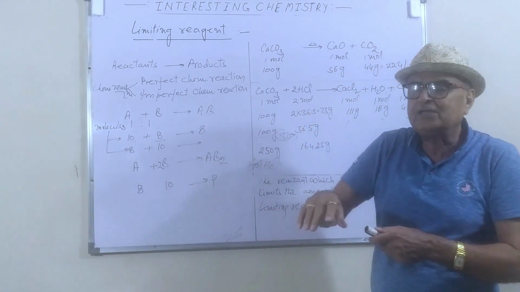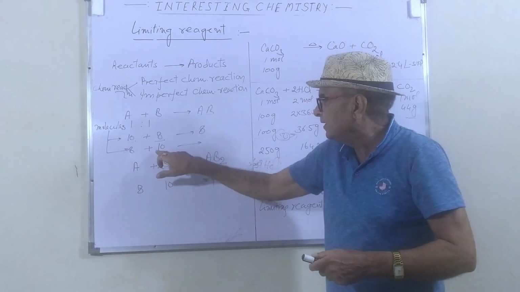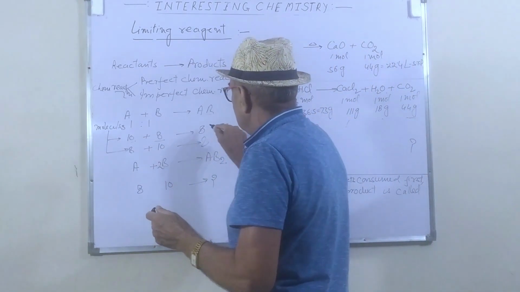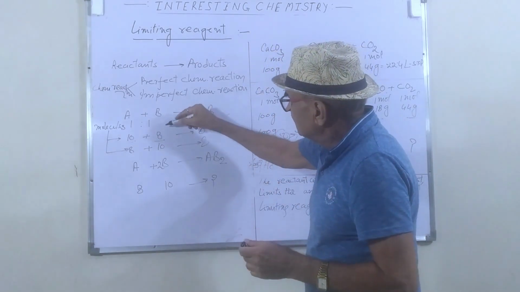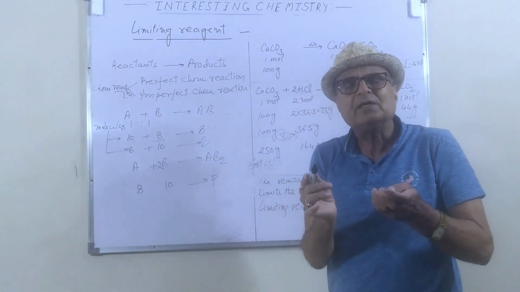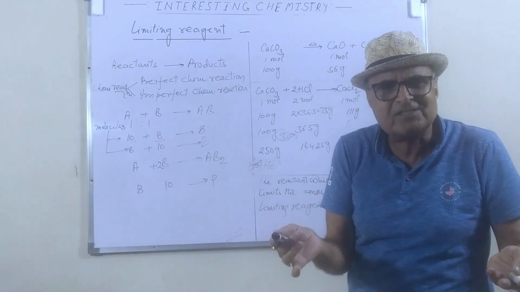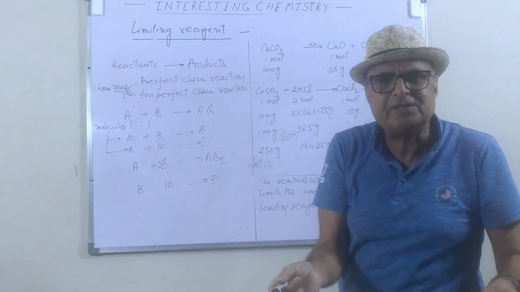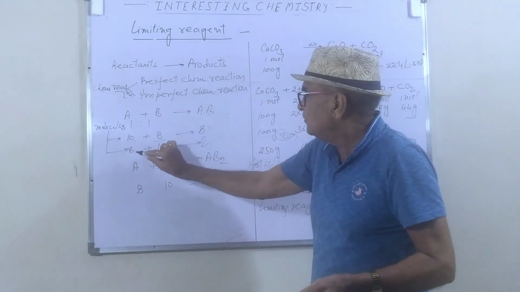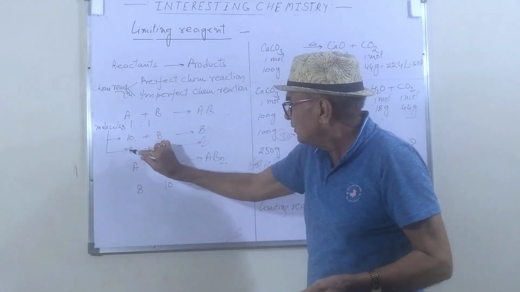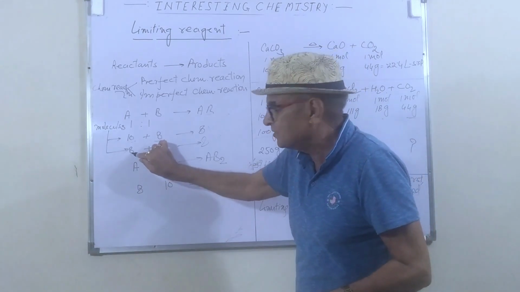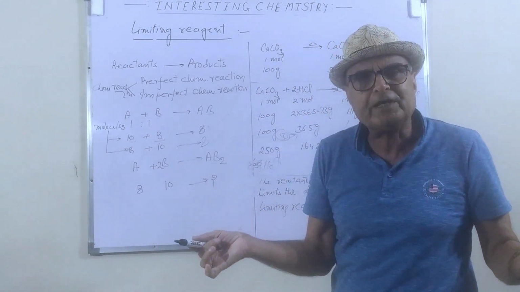If I reverse the reaction, with 8 molecules of A and 10 molecules of B, again it will be 8 molecules. In the first example, B is the limiting reagent because the amount of B is less. It is consumed first. In the second example, the amount of A is less, 8. So A will be the limiting reagent because it is consumed first, and further reaction won't take place.